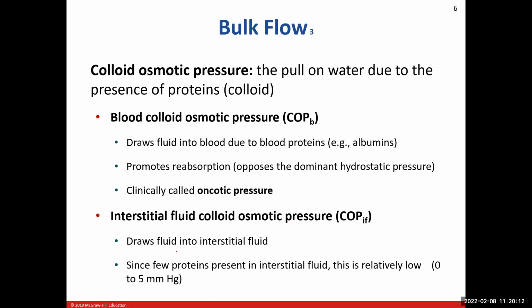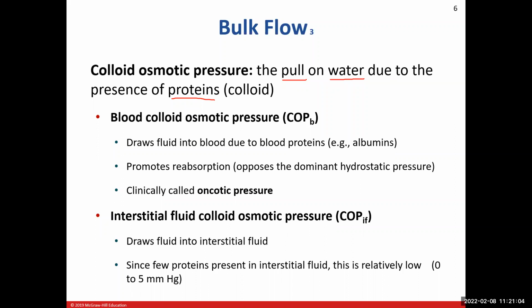Now, the other part of bulk flow has to do with colloid osmotic pressure. If you look at the term colloid, we've talked about that way back in chapter 5 when we were learning about glandular epithelium and how it was producing colloid in our thyroid glands. Colloid is just proteins. So you could say this term as protein osmotic pressure. And osmotic has to do with water. So when we describe colloid osmotic pressure, we're talking about the amount of pull placed on water due to the presence of proteins in the fluid that we're describing.